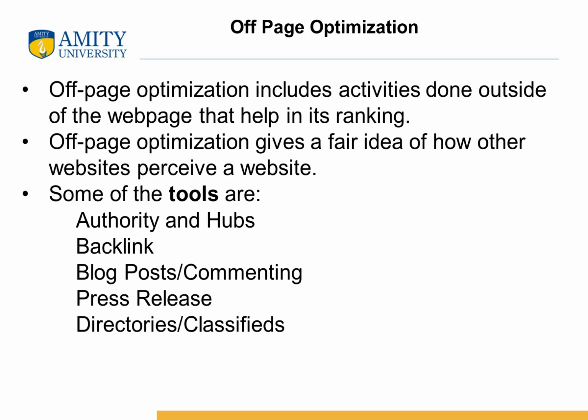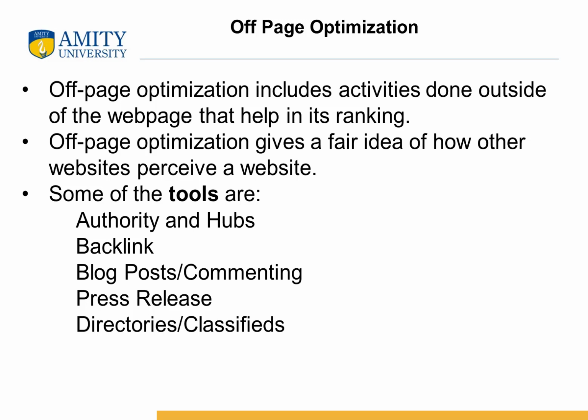Off-page optimization. Off-page optimization includes activities done outside of the web page that help in its ranking. The search engines introduced off-page optimization to avoid certain abusive practices, things like keyword stuffing and other things. Off-page optimization gives a fair idea of how other websites perceive a particular website for which ranking needs to be evaluated. Some of the popular tools are Authority and Hubs.